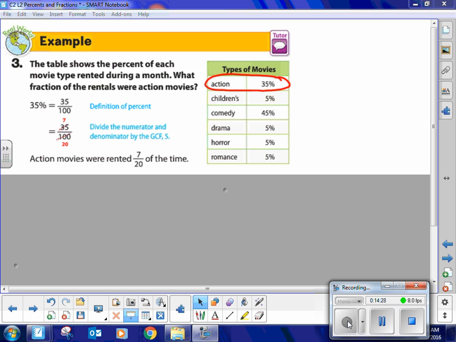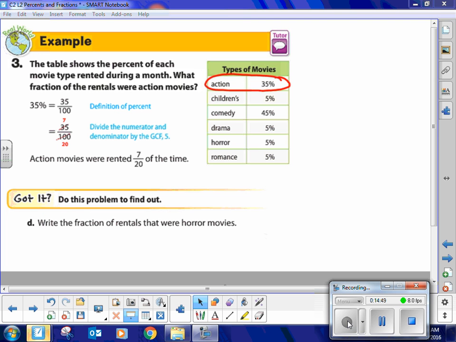Remember, definition of a percent is a number compared to 100. So you just put it over 100. You put 35 over 100. The greatest common factor between 35 and 100 is 5. Divide both by 5. It comes out to 7/20ths. So action movies were rented 7/20ths of the time. Okay, let's try this one.